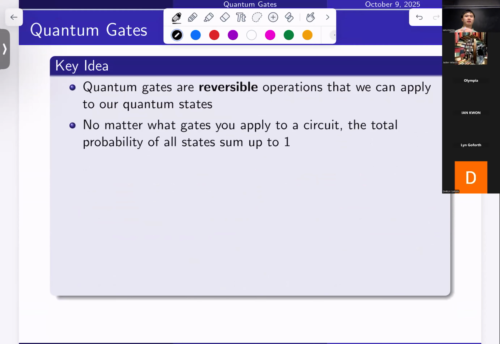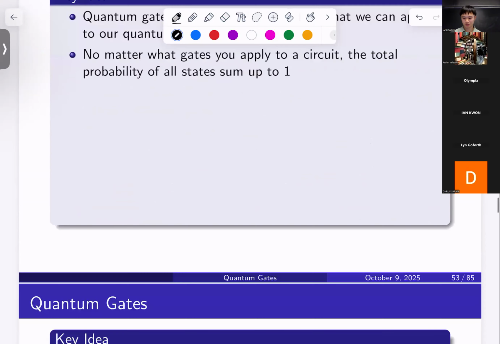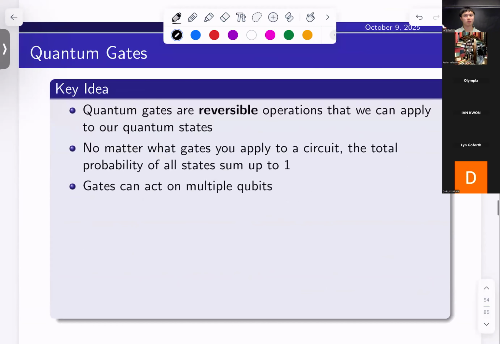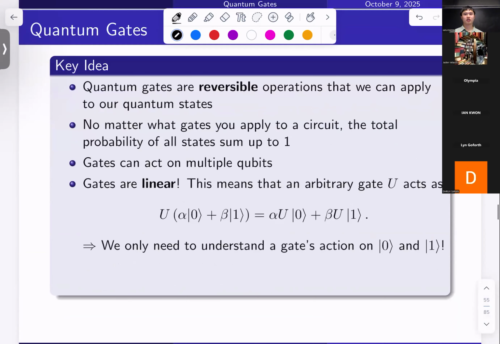And again, as we apply these gates, since our state has a probability interpretation, after applying whatever gates, all the probabilities still have to sum up to 1. So these are some more technical conditions. You don't need to worry about them too much. One other thing is gates can act on multiple qubits. So you can have a 2-qubit gate, 3-qubit gate, and so on. And this is definitely the most important fact out of these, that gates are linear. This comes from the fact that they're based on linear algebra. All the operations in linear algebra are linear.